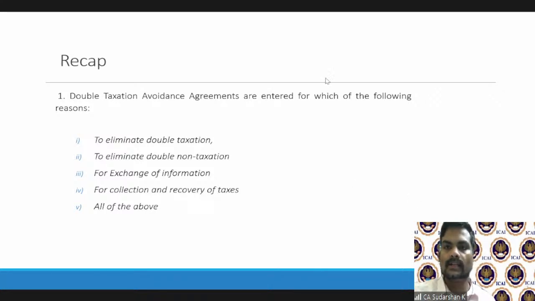On question number 1, double tax avoidance agreements, also called tax treaties, are entered into for which of the following reasons? All the tax treaties are bilaterally entered, which means India with the other country. So what is a bilateral?